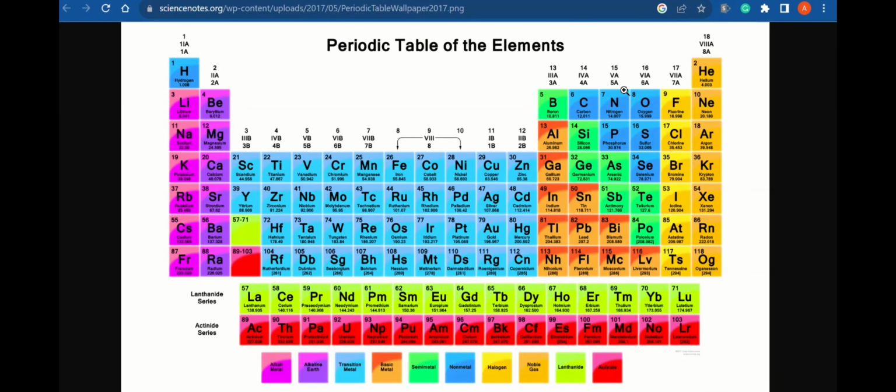So I'm going to start by opening up our periodic table. Find nitrogen and oxygen. Here they are over on the right side. You have nitrogen in group 15, so that's going to be 5 valence electrons. Oxygen in group 16, so 6 valence electrons.